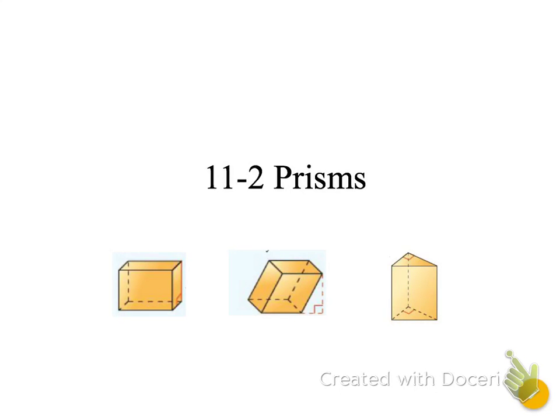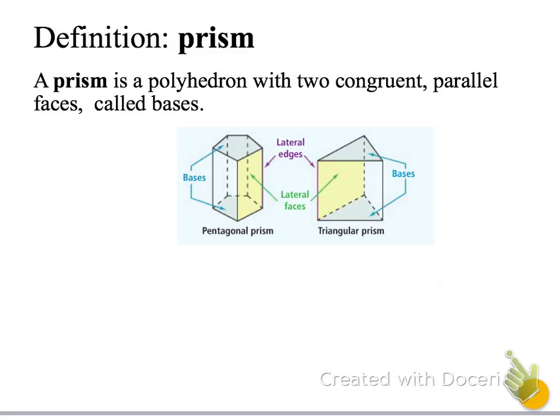So 11.2, we're going to be talking about prisms. Okay, so the definition of a prism is a polyhedron with two congruent parallel faces called bases. So that's going to be this top and this bottom. They're going to be parallel and they're going to be congruent. Okay, so in this next one, it's that top and that bottom.